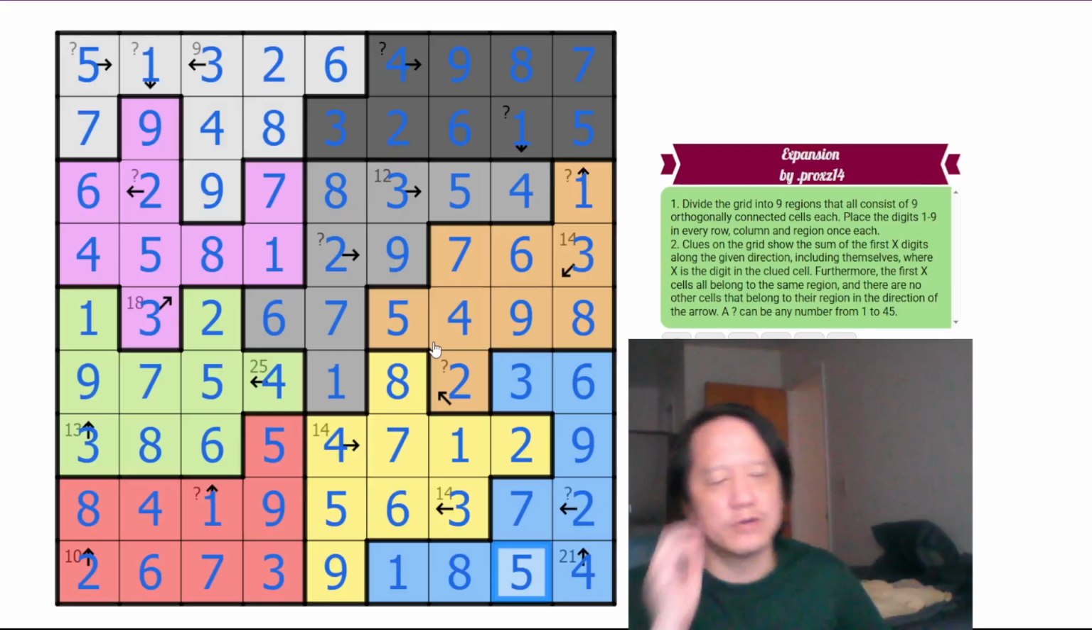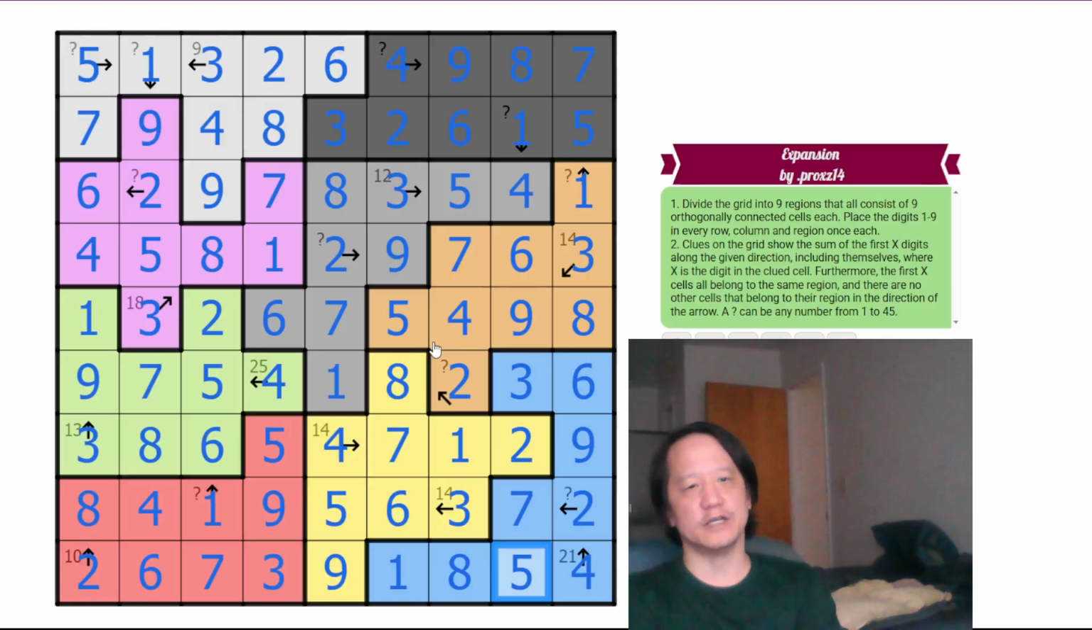Fairly straightforward. Pretty cool, actually. I liked how these internal x sums interacted. And yeah, it was just nice. Never felt like I was stuck at all. It just kept flowing from one to the next.